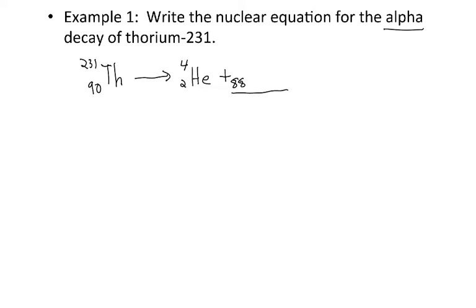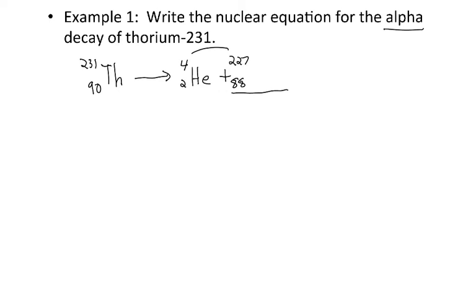And in order for these two to add up to 231, that means 4 plus 227 is going to be the mass number of the daughter. I'm not going to go back to the periodic table, but I would encourage you to get out a periodic table and see what element 88 is, and then we can finish off this problem. So pause it, I'll give you a second.